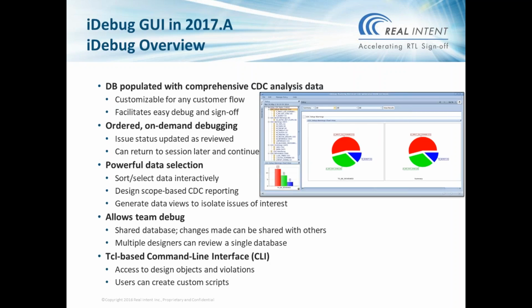So the iDebug GUI in 2017A allows for a database view. Everything in Meridian CDC is a database populated with comprehensive CDC analysis data. That database can be viewed via iDebug to give you a specific view. You don't have to necessarily view all the data that's in the database, but you can look at particular selections of the data so that you can view what's relevant to the issues that you want to debug.